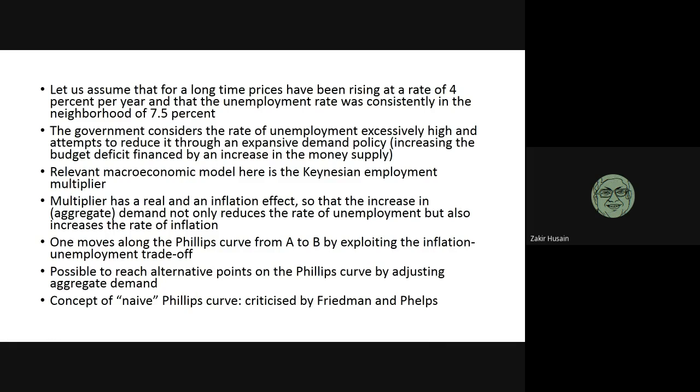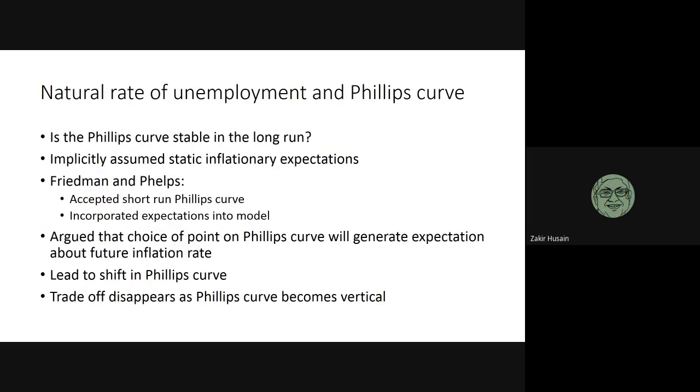Now, this Solow-Samuelson policy recommendation, or the Solow-Samuelson Lipsey-Phillips curve, was criticized by Friedman and Phelps to be a Neve-Phillips curve. Why Neve? Because they questioned the possibility of shifting to alternative points on the Phillips curve. And in order to bolster up their criticism, they brought in the concept of the natural rate of unemployment. So essentially, the question asked by Friedman and Phelps was, is the Phillips curve stable in the long run?